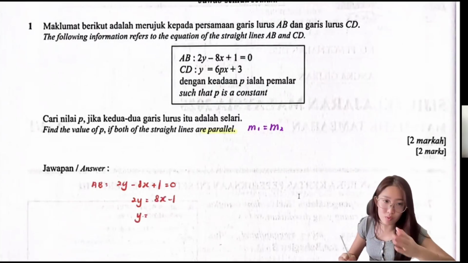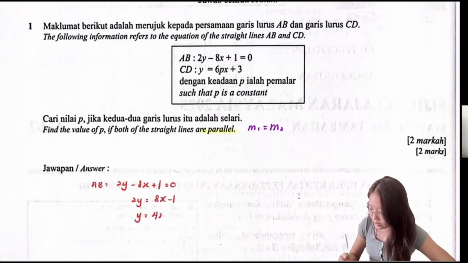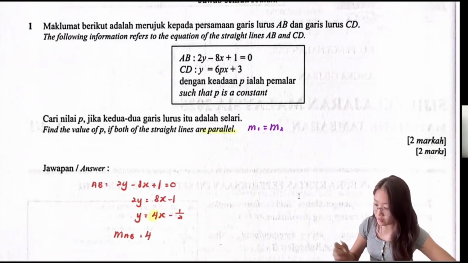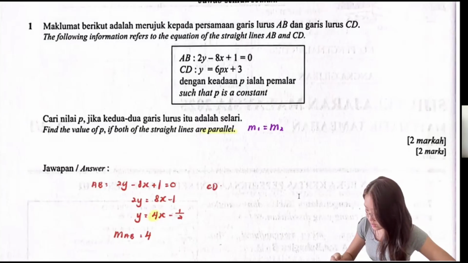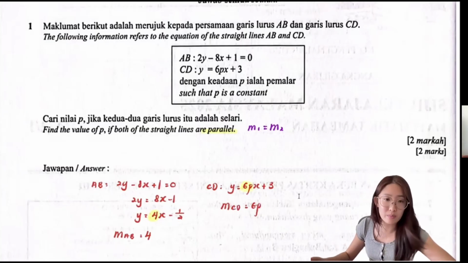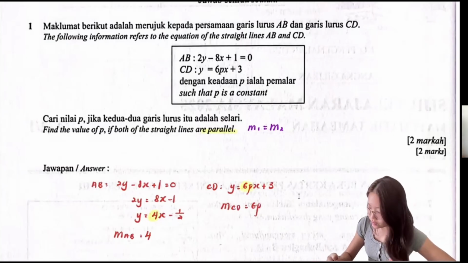The 2 move over, you divide. So this one will become 4x minus 1 over 2. So gradient of AB is the number in front of x power 1, which is 4. Okay, do the same thing for CD. CD, actually, they have rearranged for you already. So 6px plus 3. Here, gradient of CD will be 6p, the things in front of x power 1. Then, equate them to each other.